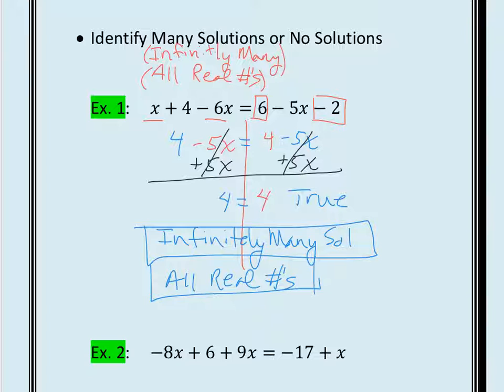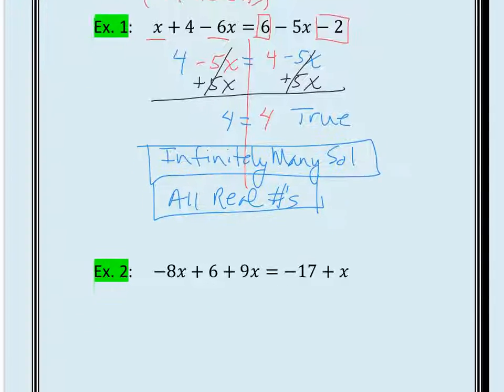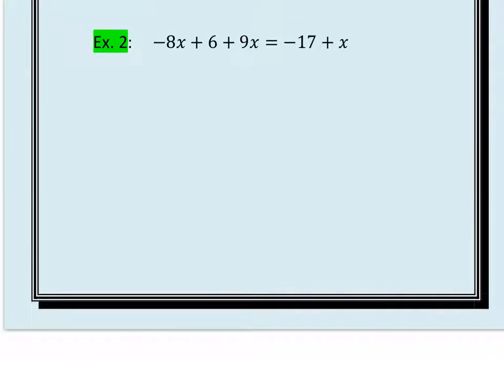Any number you can think of for x, 0, positive, negative, fraction, decimal, it will work in the equation. Go ahead and try a couple of values and do a check on it. I'm not going to take the time to do it here. All right, look at example 2. So here's our brick wall.